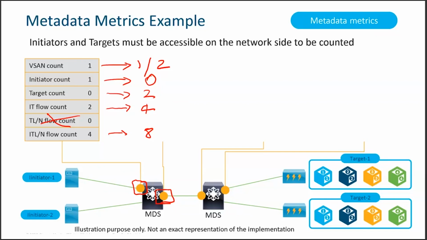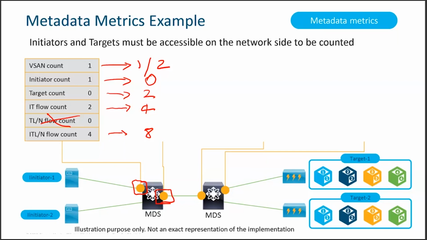Okay, so when you execute a show command on the switch and you pull your metrics from this port, you're going to see your initiator count of 0 because you can reach 0 initiators from this port. Okay, but I would say it like that: what do you reach from the network side of this port? That's what is going to give you an answer.